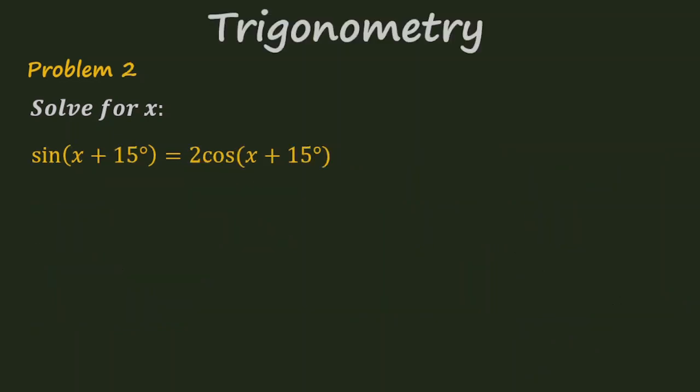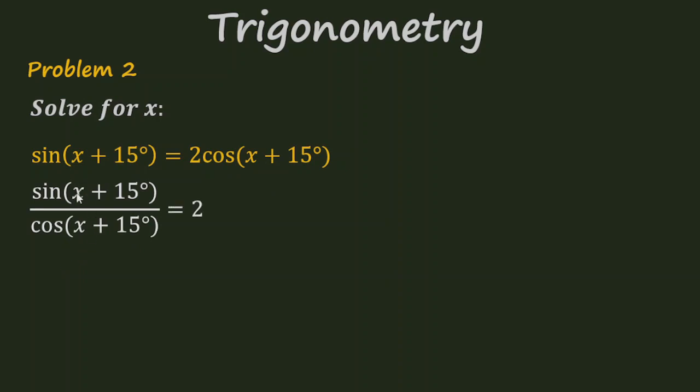Let's look at problem 2. If you look at this problem, it's similar to what we have dealt with in the previous problem, where you have to use your knowledge of co-functions to find the solution to this. But also, if you look at the angles here, they're the same. It's the sine of x plus 15 degrees equals the cos of x plus 15 degrees. We know that if we divide both sides by the cos of x plus 15 degrees, we can end up with a function that we know.